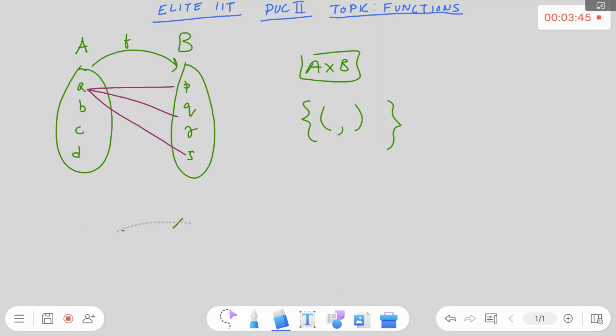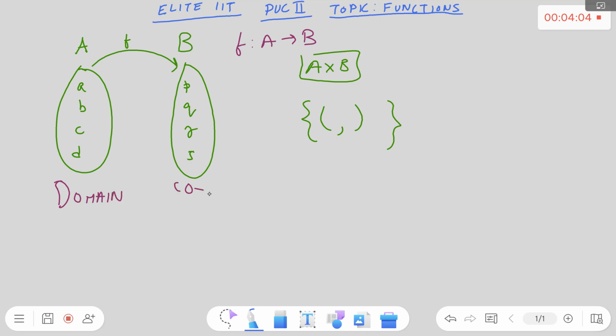First of all, as I just said, what is the first set called? F is such that A to B, isn't it? So the first set is called the domain, and the second set is called the codomain. If you want, you can take down running notes, okay? First set is called domain. Second set is called codomain. So what makes this f a function from A to B?